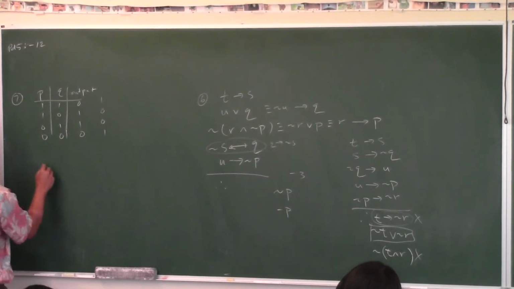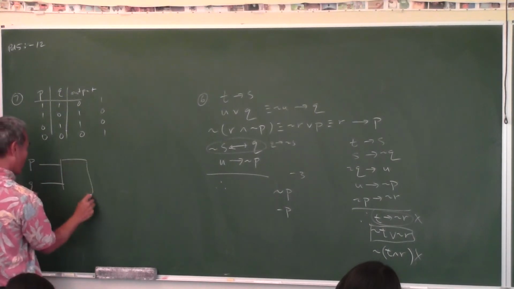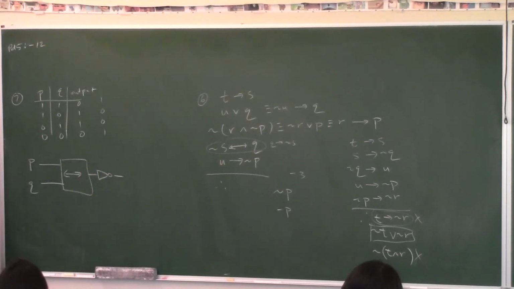One student had the gall to do this: P and Q, there are only two circuit inputs, and they drew an if-and-only-if gate and then negated it. Oh, that's easy to grade, minus 8. No, you only have and, or, and not. Minus 8.